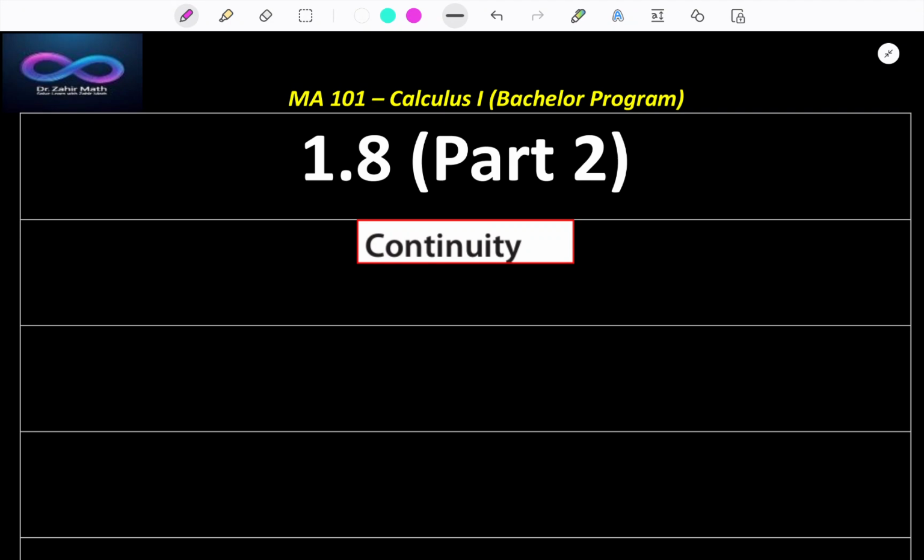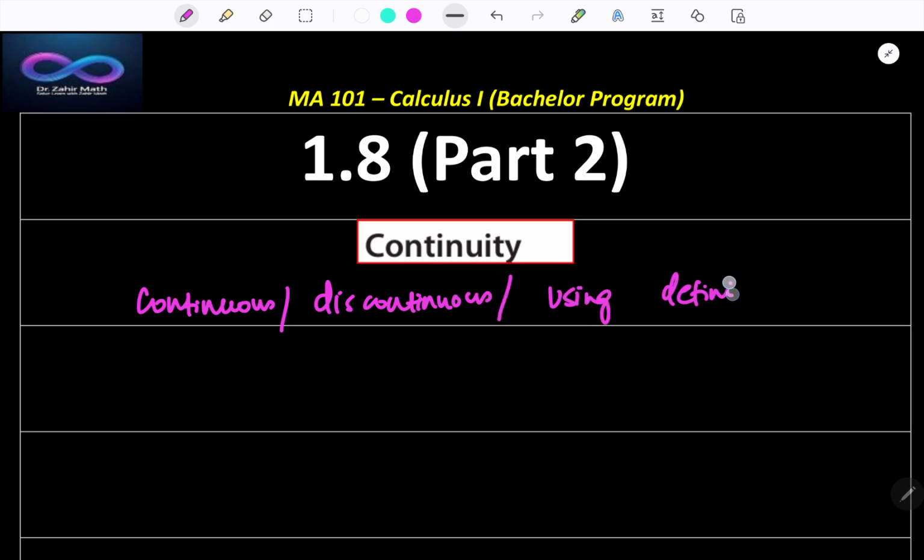In this video, I'm going to explain exercise 1.8 part 2. What is part 2? Why functions are continuous or discontinuous using the formal definition. So I'm going to check continuous or not continuous, which is discontinuous, using the definition of continuity.